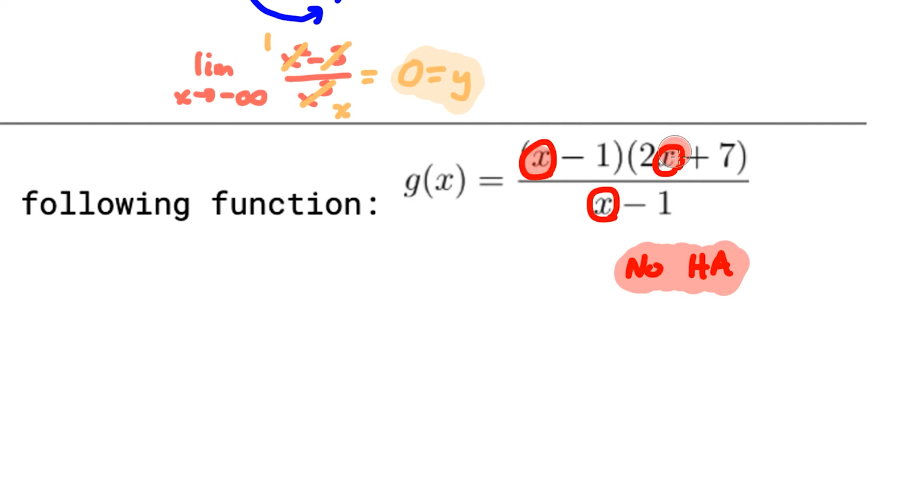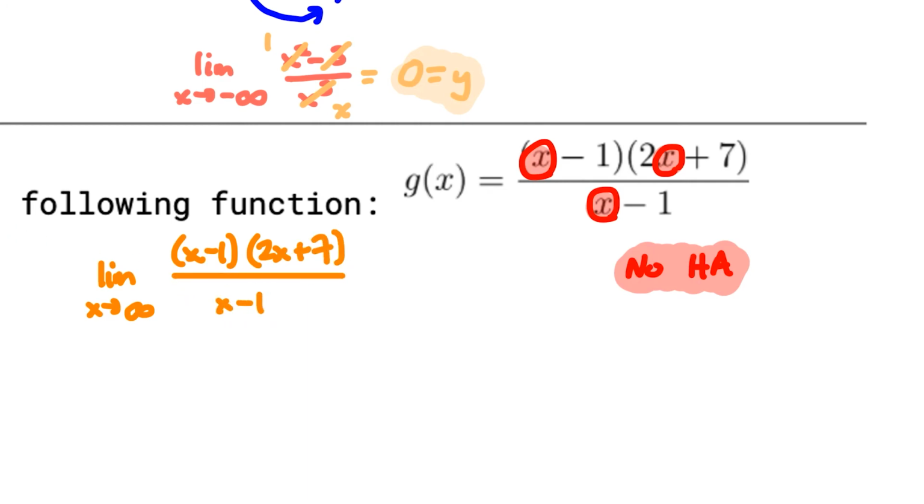So at the top, we're squared. At the bottom, we're just x to the first. So because of that, it's no horizontal asymptote. Now I'm going to actually show this a little bit more algebraically here so you understand. So we're going x going to infinity, and we have x minus 1 times 2x plus 7 all over x minus 1. Now we're going to infinity, so that makes some numbers just kind of meaningless. This one, and this one are all meaningless. So at the top of this, you are going to end up with 2x squared.